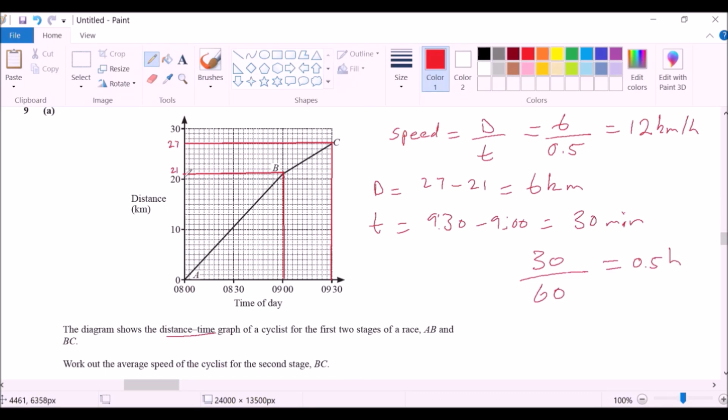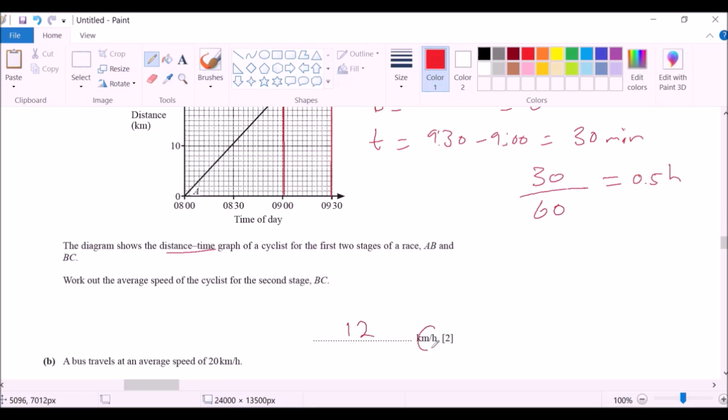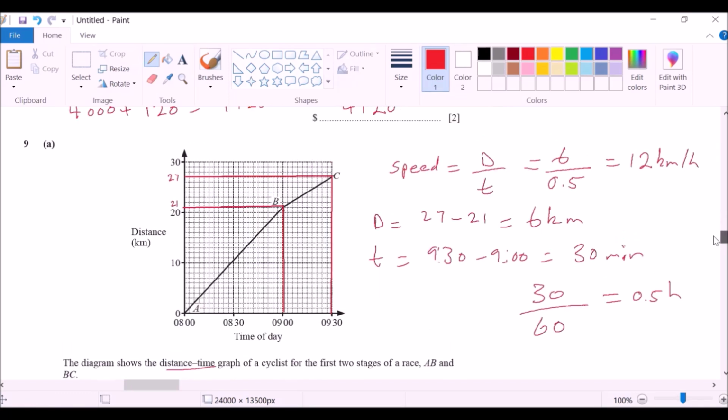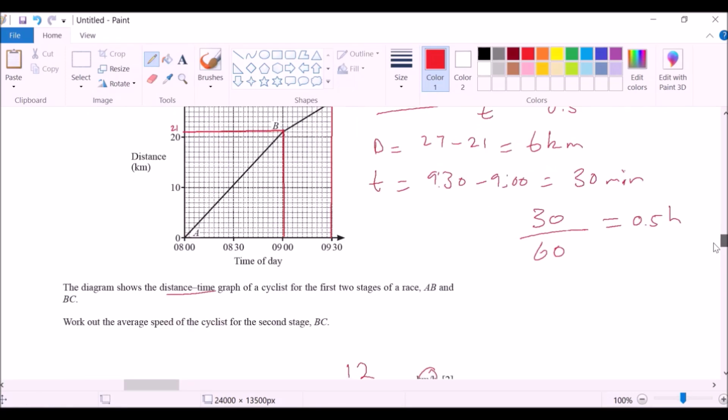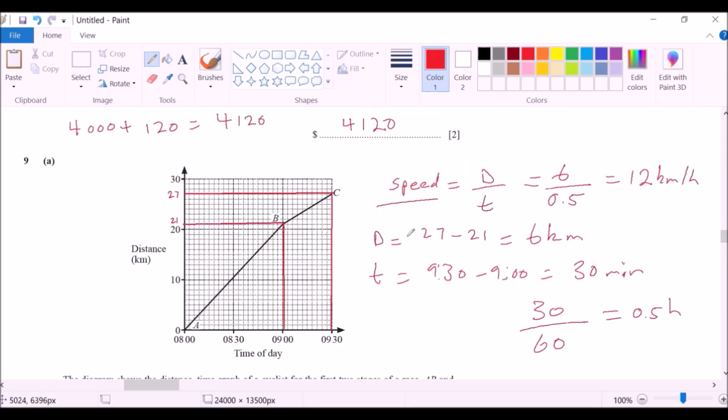So the trick here is we have to be able to use a graph to get the values. First, we have to convert our distance and time into the relevant units, which are kilometers and hours. Then we have to know how to use a distance time graph to find speed. The speed is the gradient of the graph, and we are restricted to BC. So we have to calculate the average speed for BC.